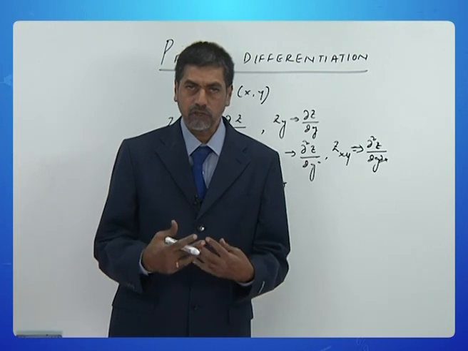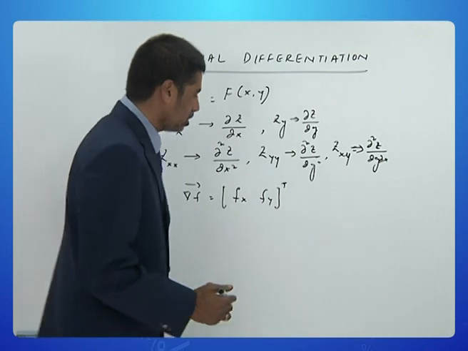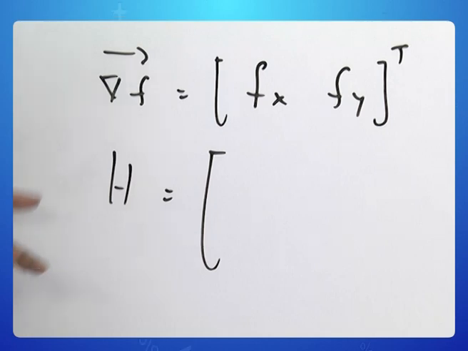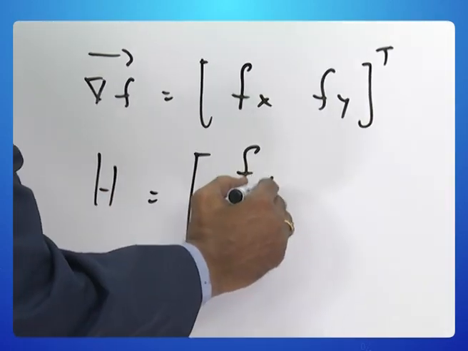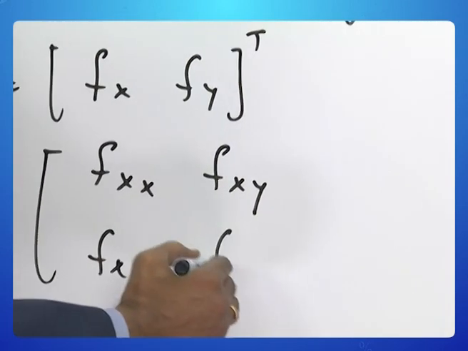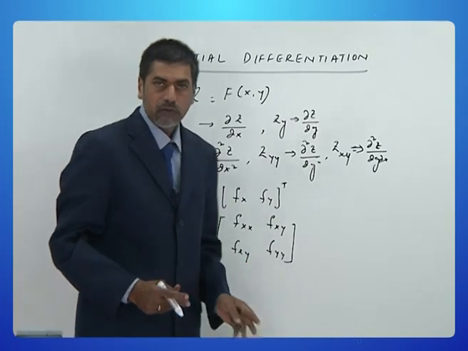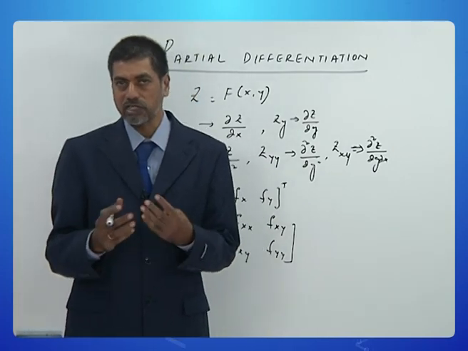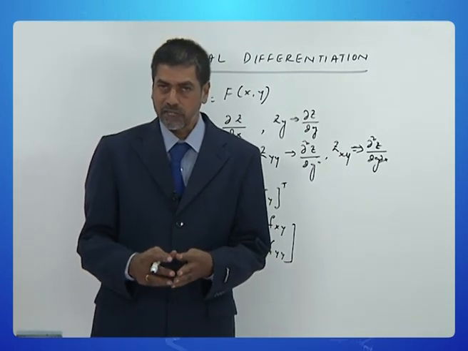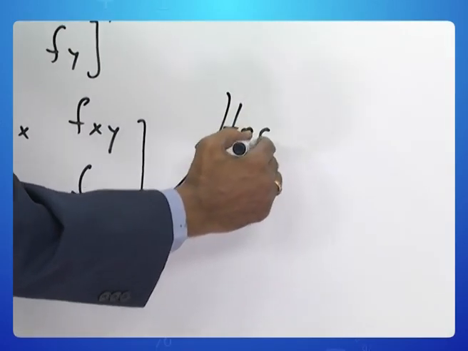Similarly, when you take the second order partial derivatives, we can construct a matrix which is denoted by H, and its structure is something like this. When we have two independent variables, it is a 2 by 2 matrix; when we have three independent variables, the matrix H obviously will be of order 3 by 3. Now, this matrix H is known as the Hessian matrix.